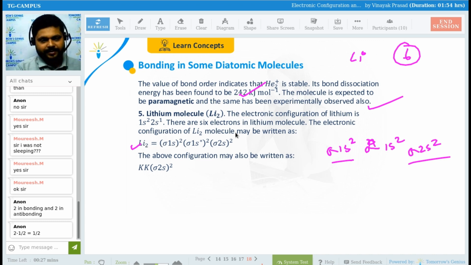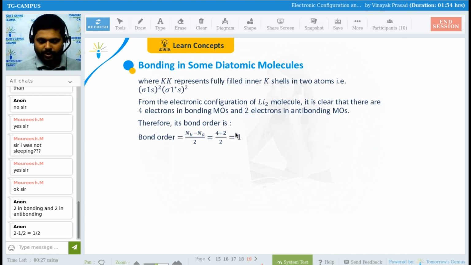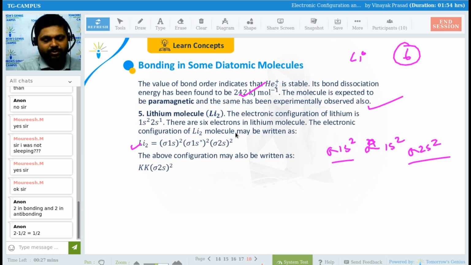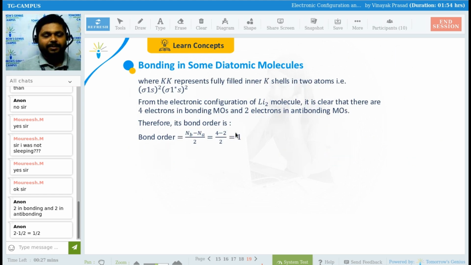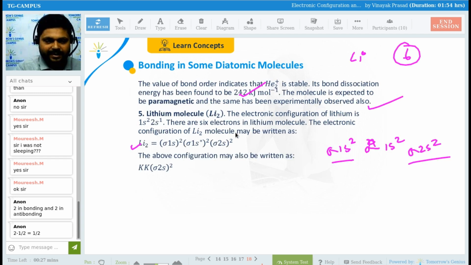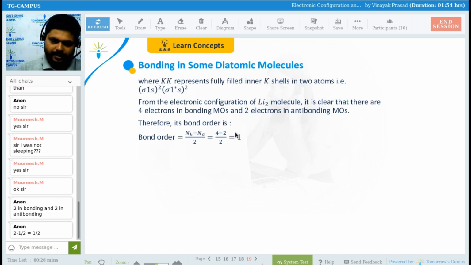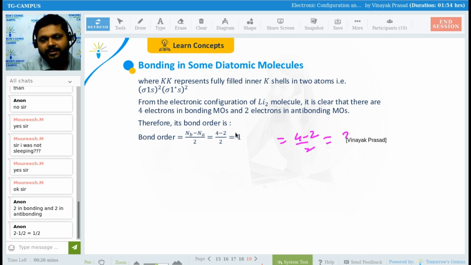Getting my point, everyone? Easy? Now, what will be the bond order then? So you can see here, how many electrons are there in anti-bonding and how many electrons are there in bonding. This is in bonding, this is in bonding, but here it is in anti-bonding. Wherever there is a star, that will be in anti-bonding. So 4 minus 2 upon 2. It will be 1 only.